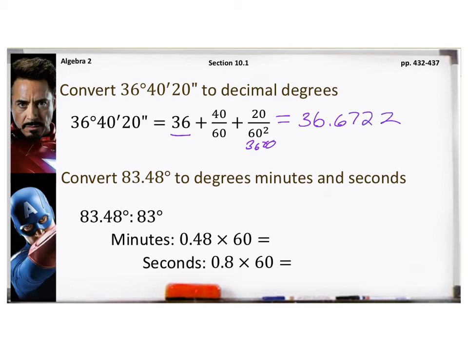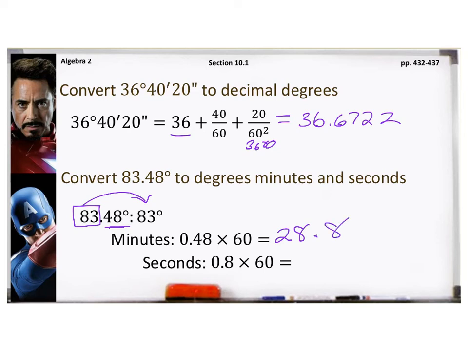Okay, now going the other way. We're converting decimal degrees into minutes and seconds. So what I do is, first off, I strip off everything above the decimal. That 83 is my number of degrees. Then I take the decimal that's left and I multiply that by 60. So 0.48 times 60, and I get 28.8.